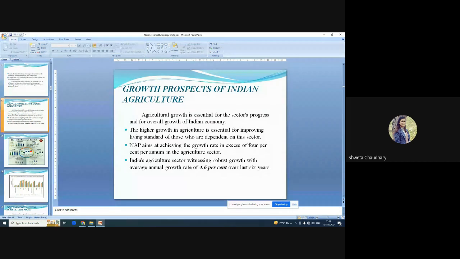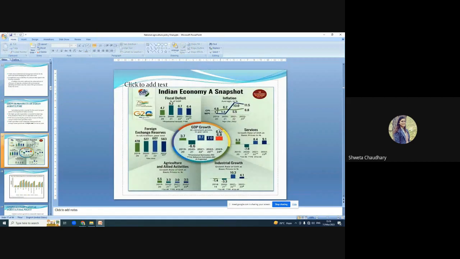See, with the support of the National Agricultural Policy, our country has attained a growth of 4.6% over the last 6 years. Now you can see here the industrial growth through GVA. This was 10.3 in 21-22, but after COVID there was a decline, but still we are more than 4%, that is 4.1. In the service sector there is tremendous growth from 8.4 to 9.1. Getting? Yes, sir. Then in the agriculture sector we are not achieving 4% right now, we have declined to 3.5%. So these are the economic snapshots.